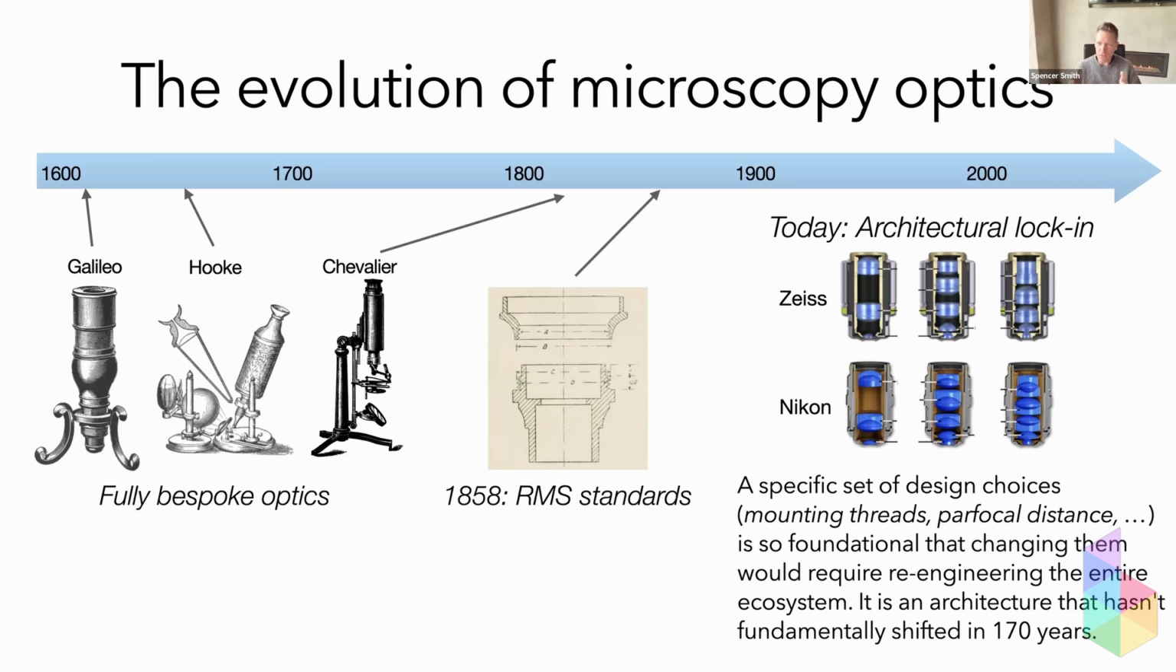And there's this architectural lock-in that's happened. It's not just in microscope optics, it happens in all sorts of fields. But basically, a specific set of design choices is so foundational that changing them would require re-engineering the entire ecosystem. And so this is an architecture that, when we grab parts off the shelf to build these really innovative, custom bespoke imaging systems that we've been talking about, the bottleneck is always the high NA optics. We've got to grab something off the shelf. And this is an architecture that hasn't fundamentally shifted in 170 years.